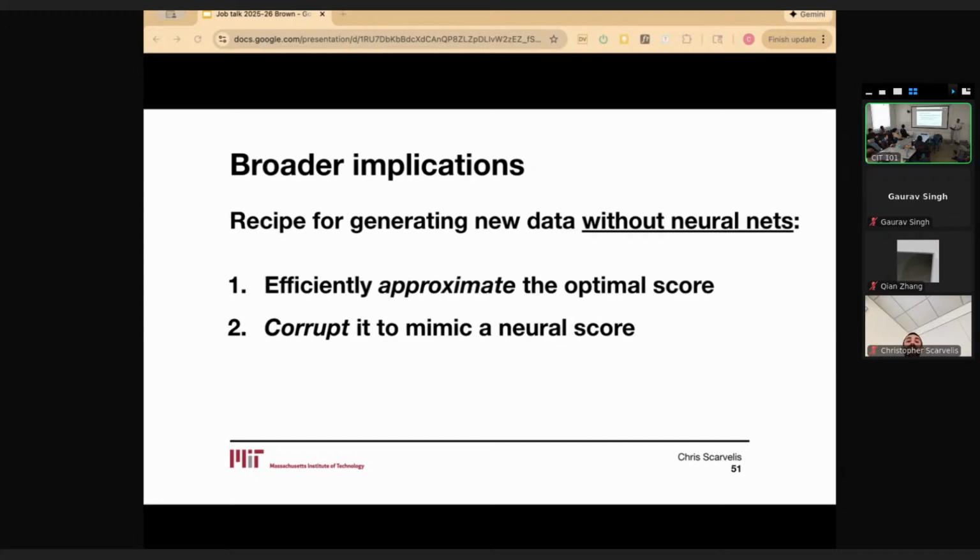This also gave us a new two-step recipe for generating data without neural nets. First, efficiently approximate the optimal score for a training set, and then corrupt it after the fact to mimic a neural score. Now, you'll note that this recipe is completely generic. We can use any corruption we want as long as it's computable. And this means that the samples you get from this method should improve mechanically as we gain a better understanding of how neural diffusion models generalize, which is one of the primary goals of my research.